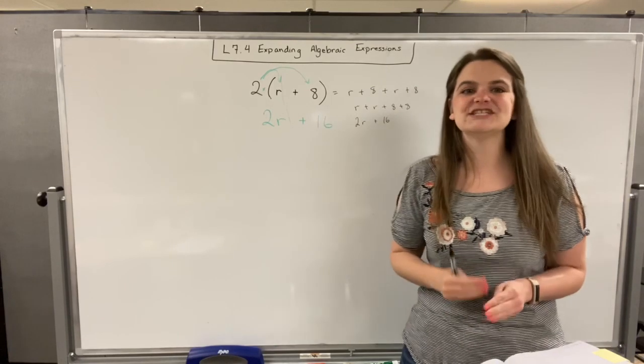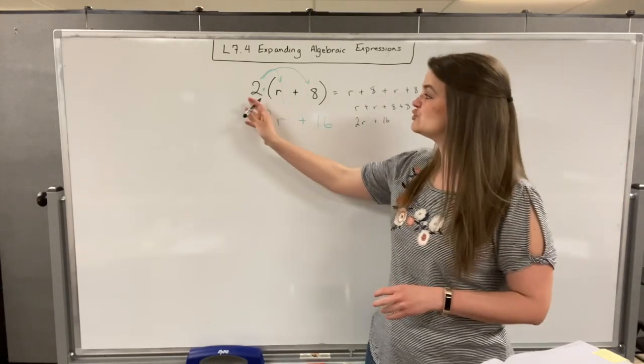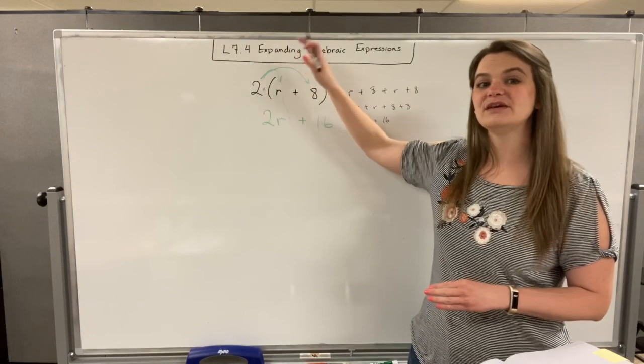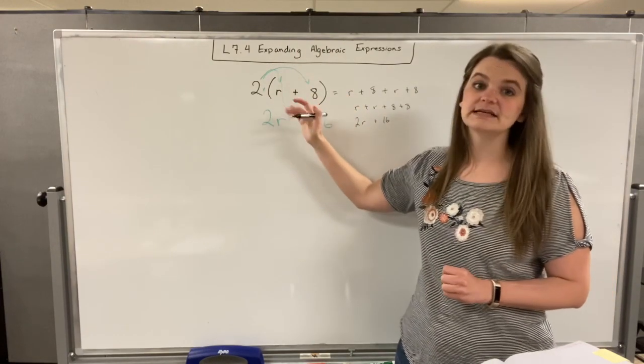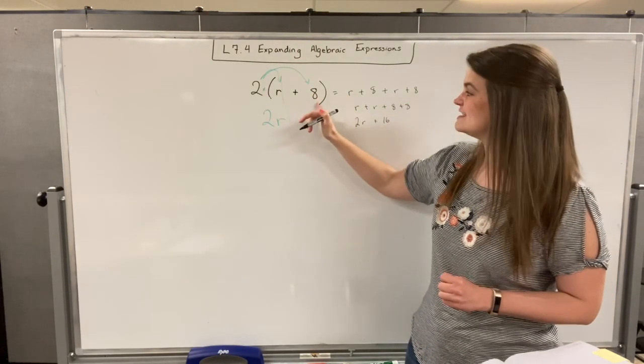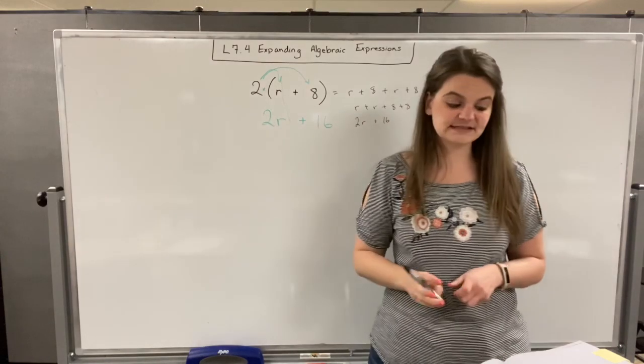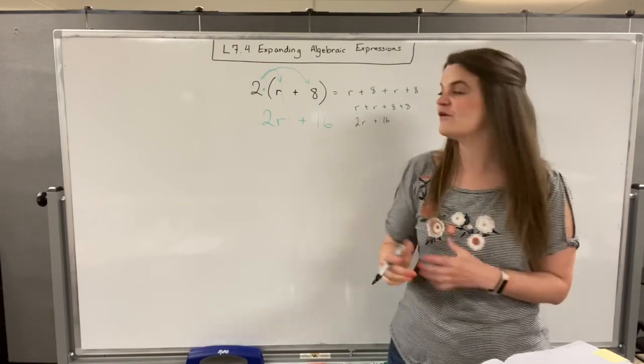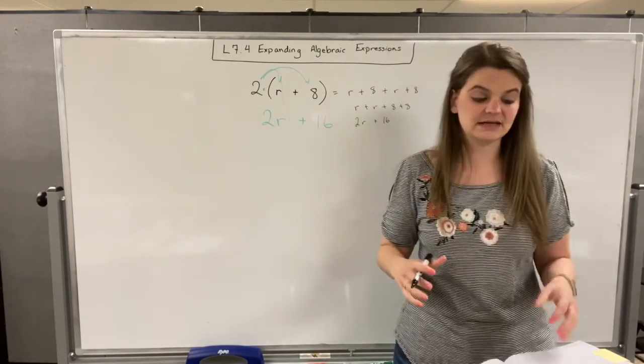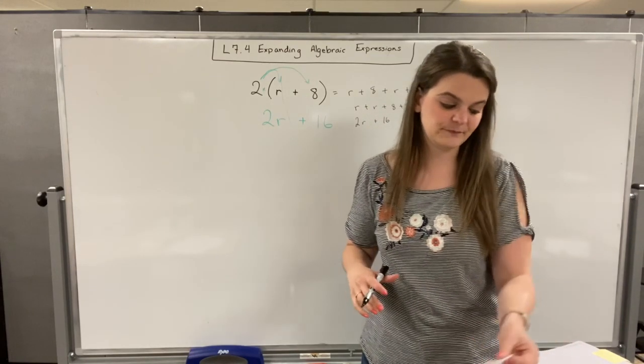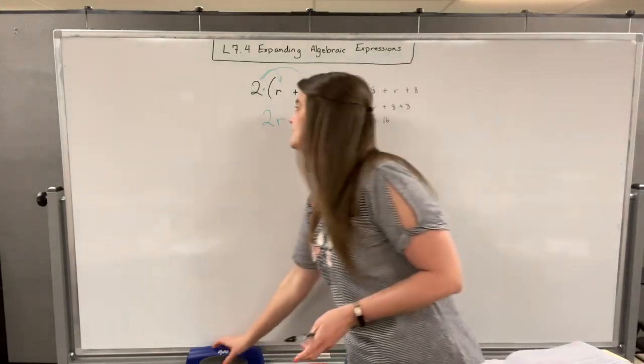We call that distributing. We want to distribute the 2 to everything inside the parentheses, to both the R and to the 8. Okay, we call that distributing the 2, and overall we call that expanding the equation or the expression. All right, let's try another one.